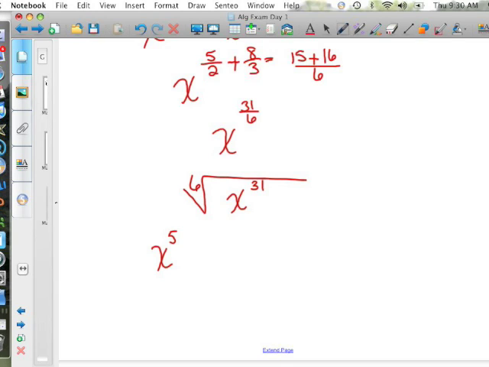Which took up how many of these? What's 5 times 6? 30. So I have 1 left under the radical. x to the 5th times the 6th root of x. When you simplify these, this is part of this radical, 6th root. You have to have that 6 there. It doesn't change to a square root. It's still a sixth root.